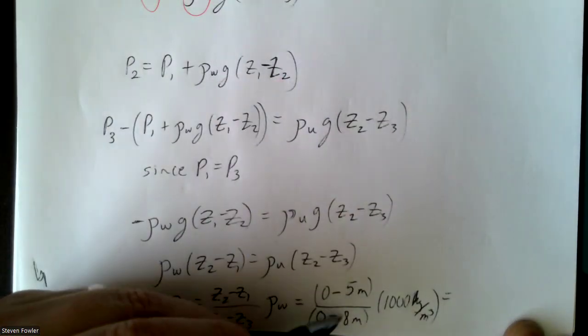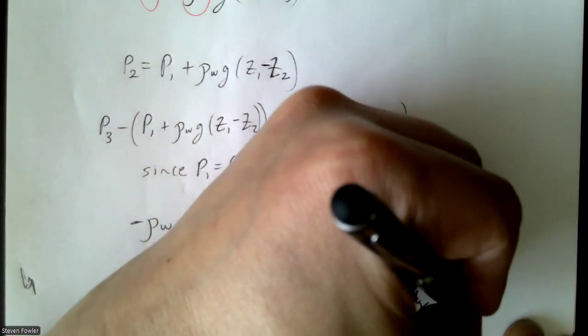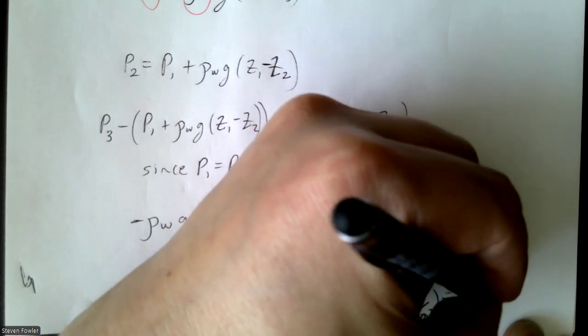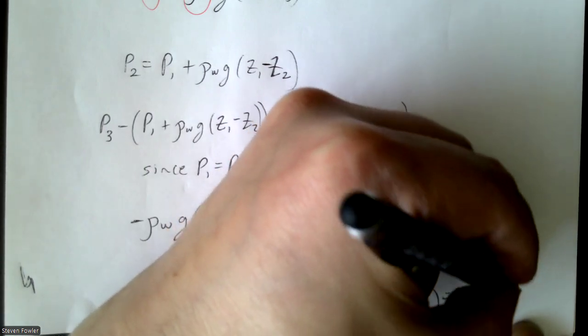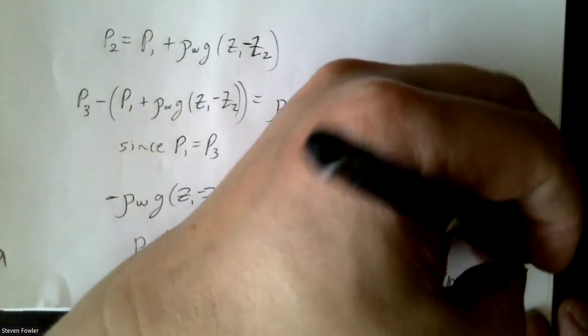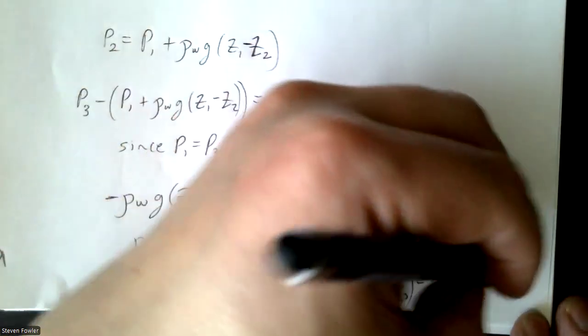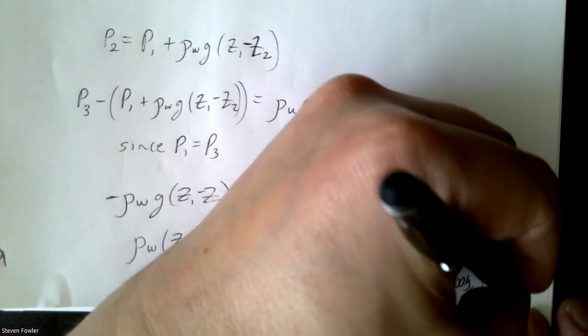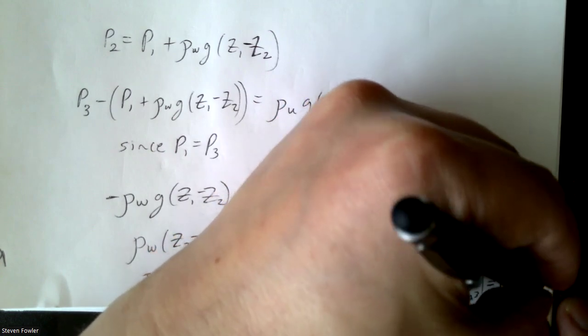This is a negative 5 meters divided by a negative 8 meters. That's a positive 5/8, and the meters go away, times 1,000 kilograms per meter cubed. Normally, I would say have your calculators out and do these. This is a number I can kind of remember. 5/8 is 0.625. It's just a little more than a half. Times 1,000, it's going to be about 625 kilograms per meter cubed.